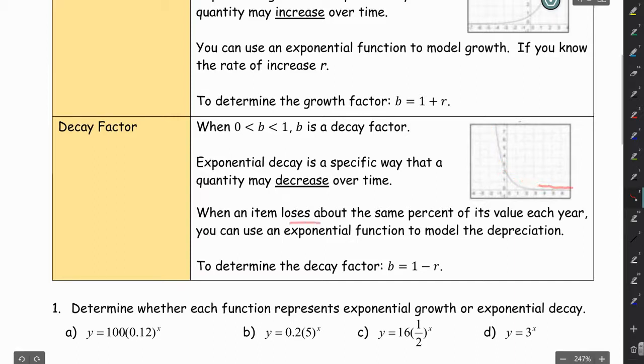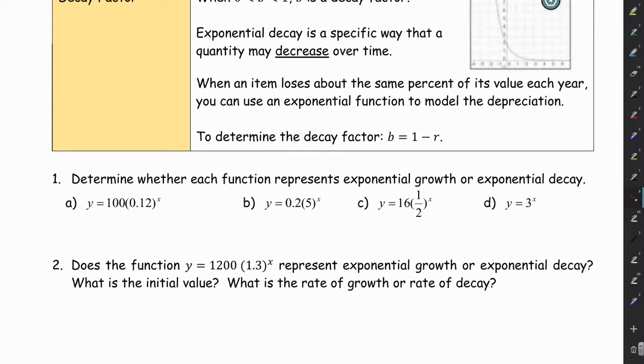When an item loses about the same percent of its value each year, you can use an exponential function to model depreciation, the decay in value. To determine a decay factor, we would do 1 minus r instead of 1 plus r like we did with growth. So we're going to look at these.